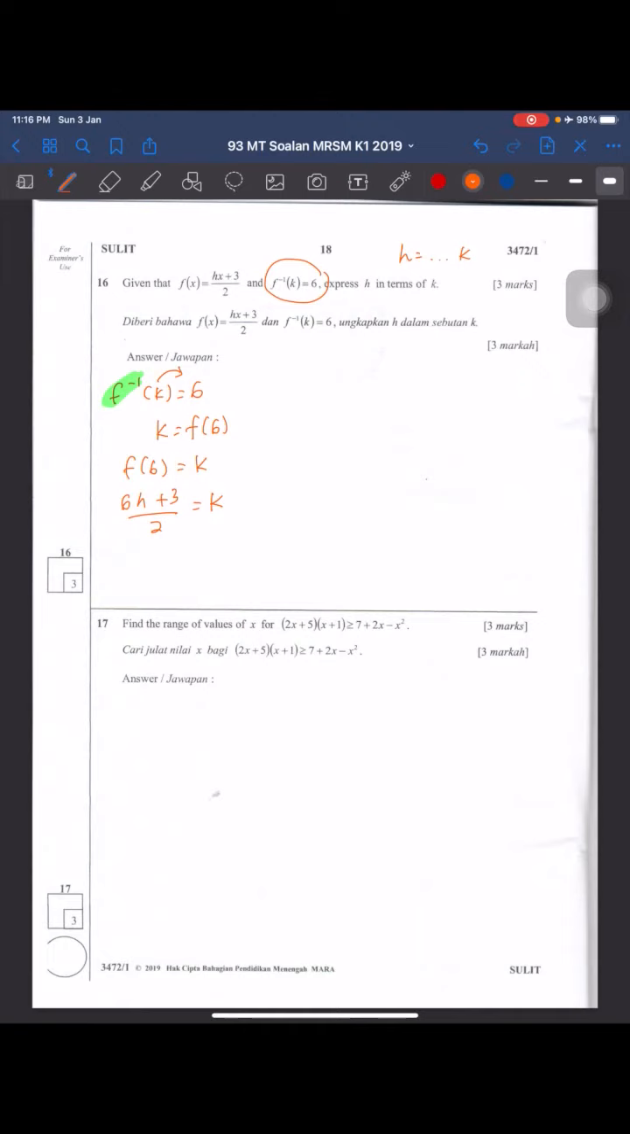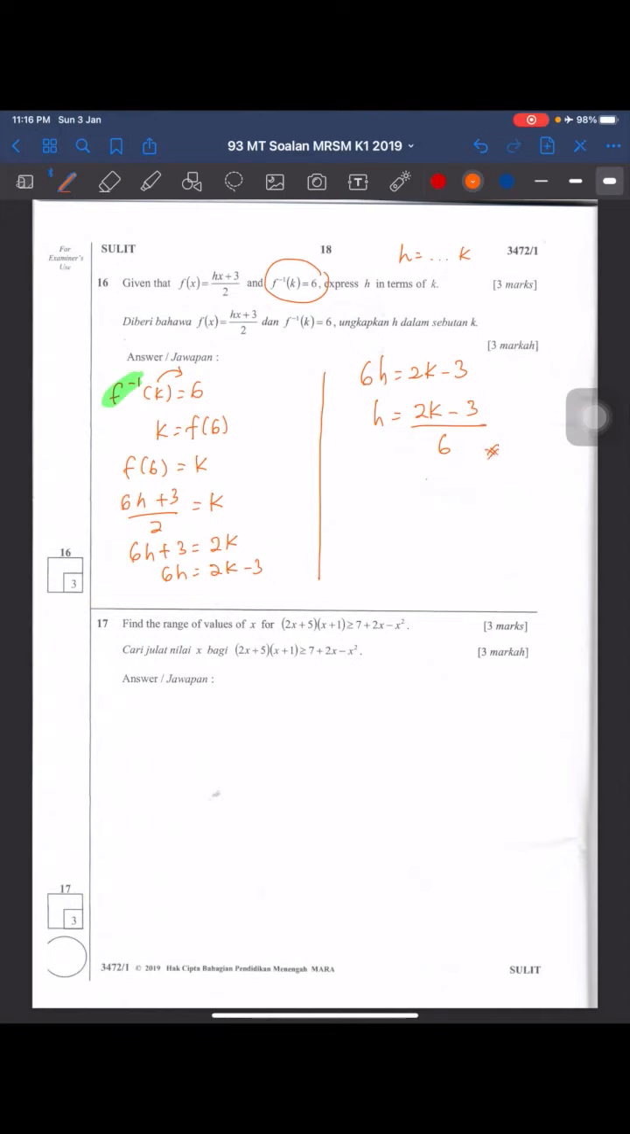So kita kena pindahkan. First kita pindahkan 2 dulu ke sebelah. So 6h plus 3 is equals to 2k. So 6h equals 2k minus 3. Last, kali h is equals to 2k minus 3 over 6. Nak biarkan macam ni sahaja boleh. So this is our final answer.